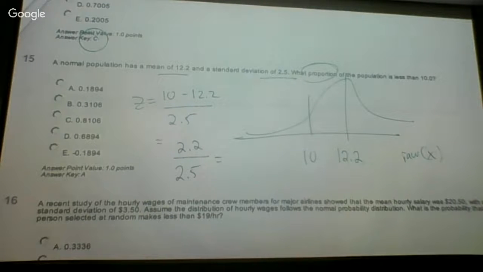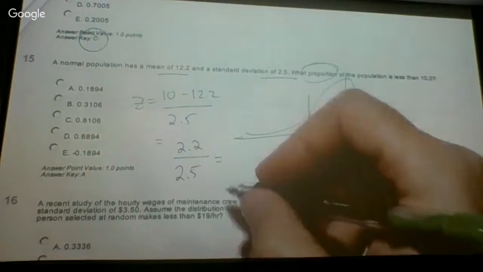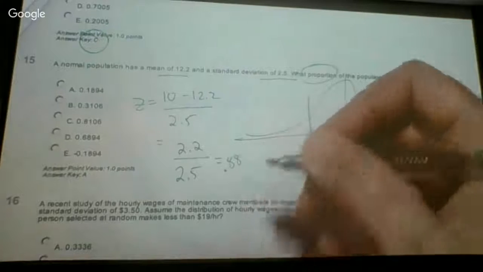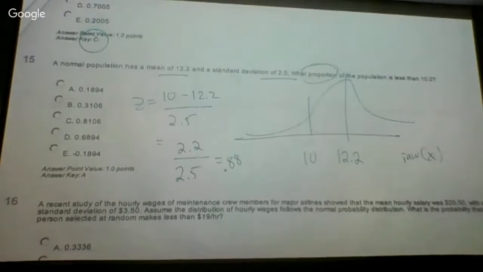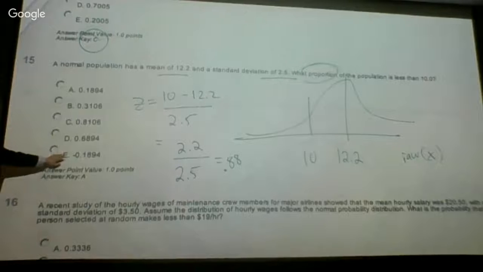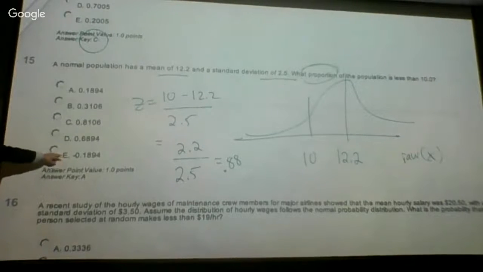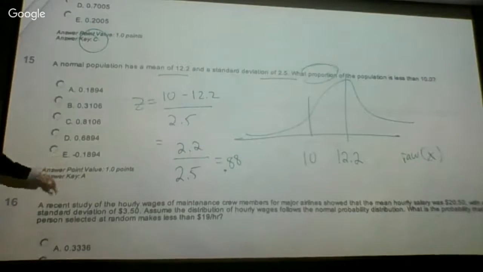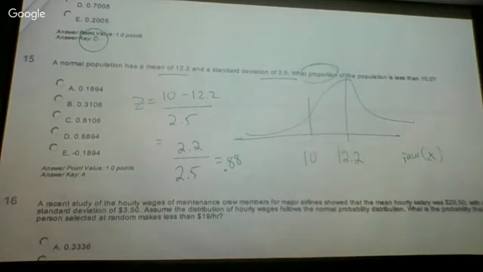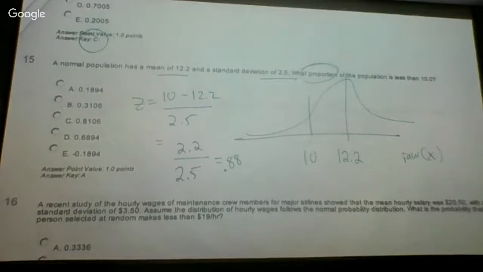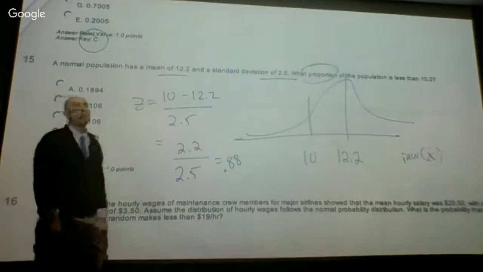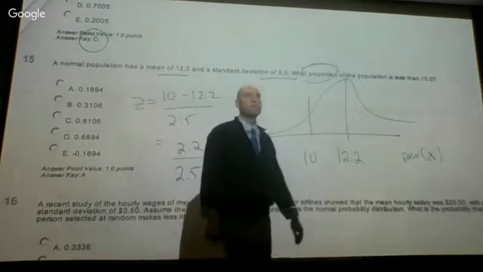How much? 0.88. So my z-score must be 0.88. Correct? No. Why not? Well, we're not looking for z-scores here. We're still looking for proportion. We're only part of the way there. The only part we've done right now is taking raw scores to z-scores. But my z-score shouldn't be 0.88. What's wrong with this problem?